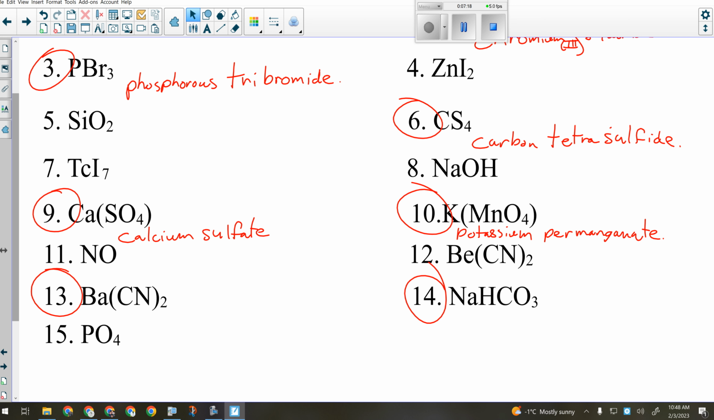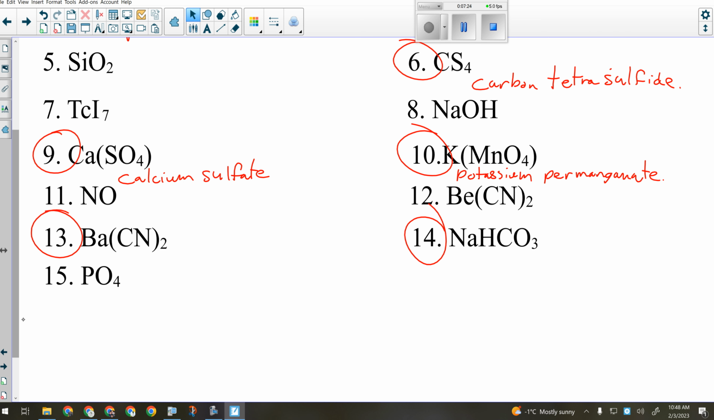Okay. All right, how many people have done 13? Okay, let's have a look at that one. This one also has a polyatomic ion, so it's an ionic compound. Name of the metal first. Barium, and then the name of this stuff, CN, is cyanide. So barium cyanide.